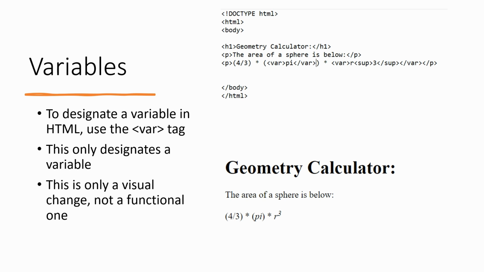You can see that in the geometry calculator that I've made, which gives you the formula for the area of a sphere, which is 4/3 multiplied by pi multiplied by r cubed. And you can see that the radius is designated as a variable, so is pi. You can see that this is only a visual change, not an actual functional one.